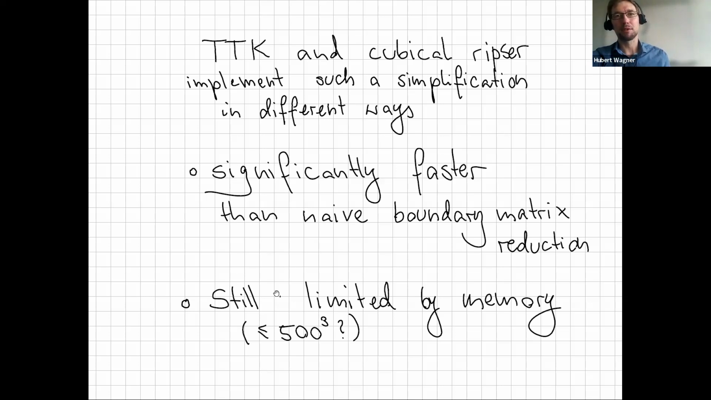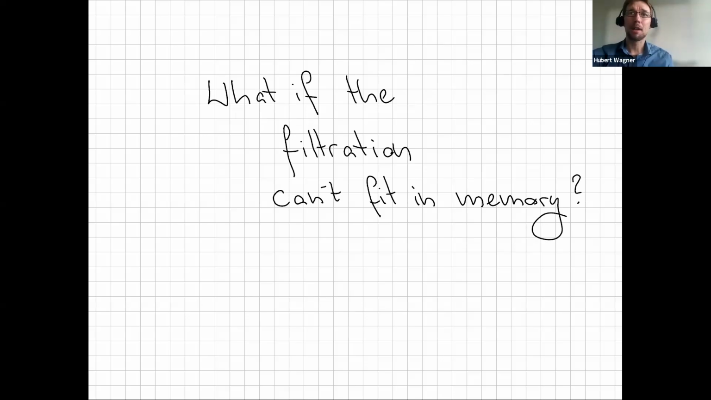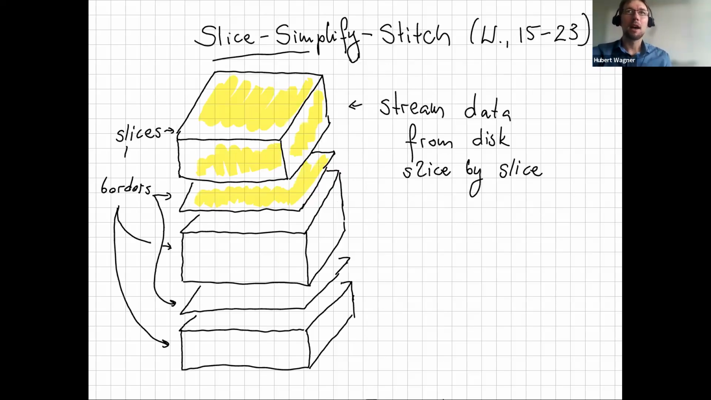But memory tends to still be limited. So maybe you can push it until something like 500 cubed, but memory tends to still be a problem for this type of method. Essentially the issue is that you may not be able to fit the entire filtration in memory. So what can you do then?